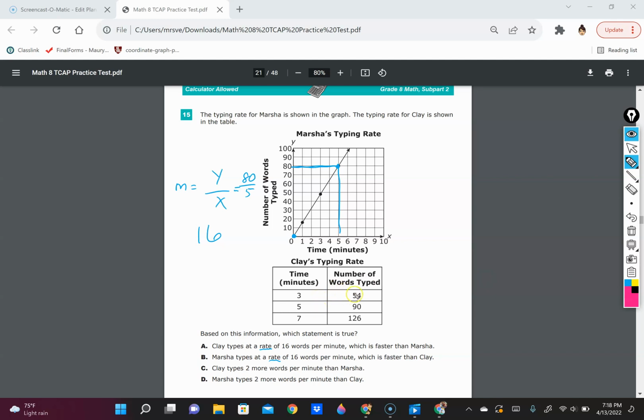Clay, it's also a proportional relationship, so we could take any of these values and divide y divided by x. We could do 54 divided by 3, 90 divided by 5, and you get 14. Nope, I'm sorry. You actually get 18 words per minute. So Clay is actually typing 2 words per minute more than Marcia.